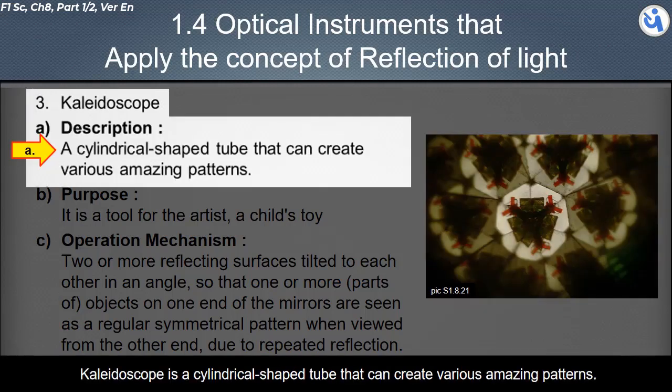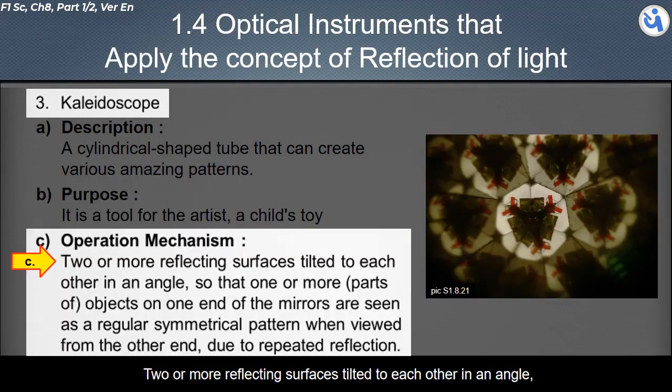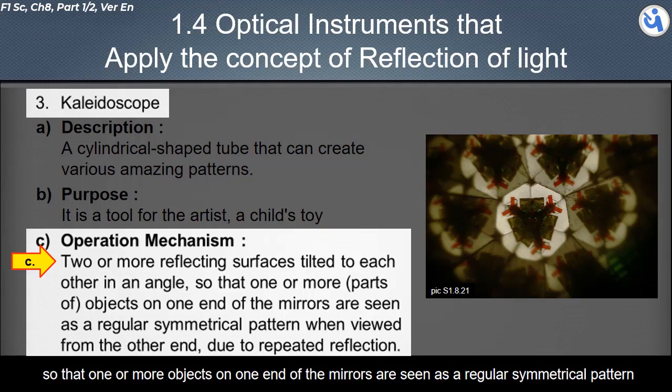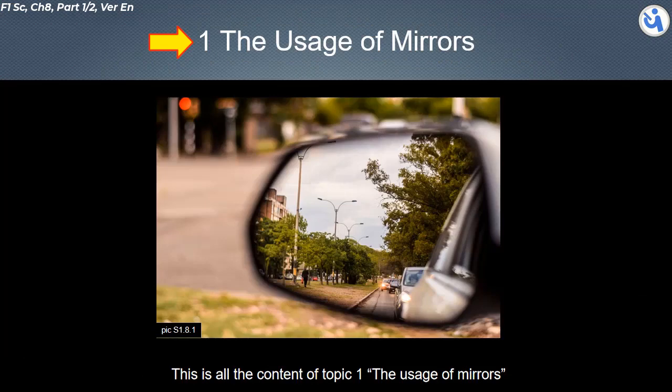About the kaleidoscope. Kaleidoscope is a cylindrical shaped tube that can create various amazing patterns. For purpose, it is a tool for the artist, and also it is a child's toy. It has 2 or more reflecting surfaces, tilted to each other at an angle, so that one or more objects on one end of the mirrors form a regular symmetrical pattern when viewed from the other end, due to the repeated reflection. This is all the content of Topic 1, the usage of mirrors.